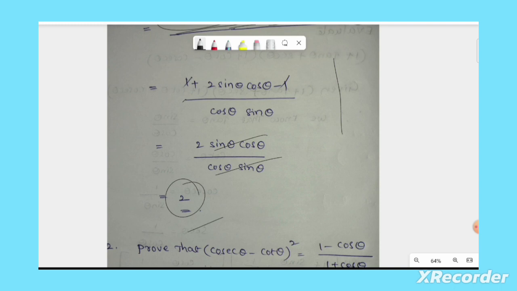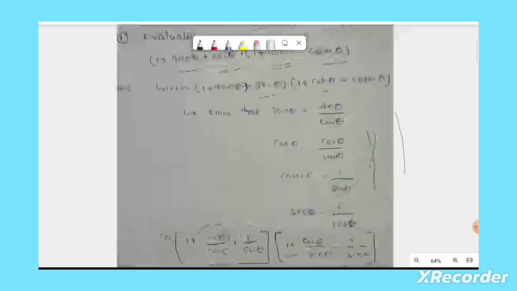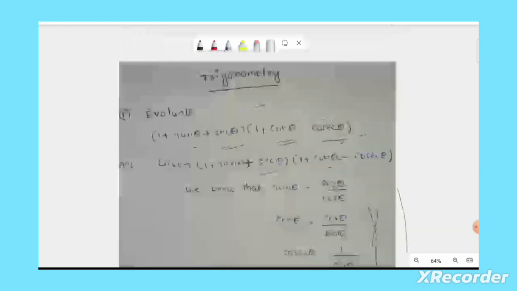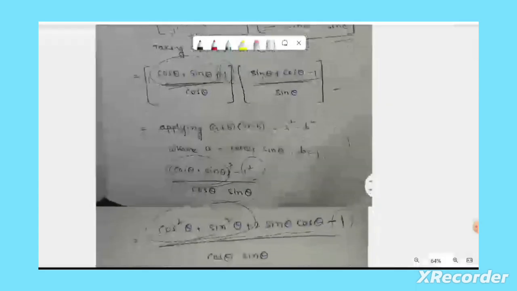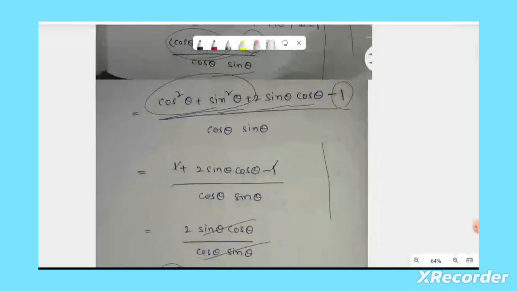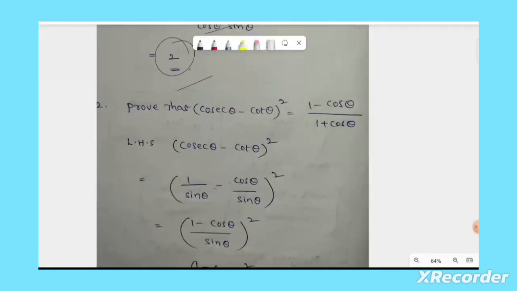The question given was to evaluate, so we evaluated it. We wrote it in terms of sin and cos, and after applying a few formulas, we got the value of 2. Hope this is clear. Now let's move on to the second question.